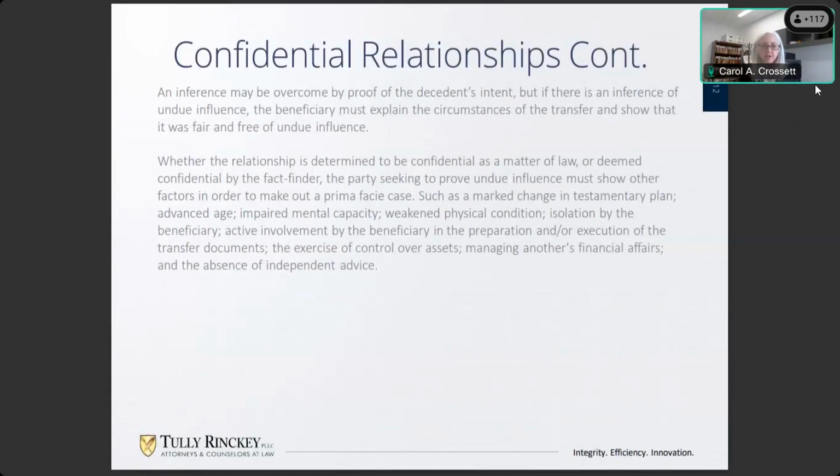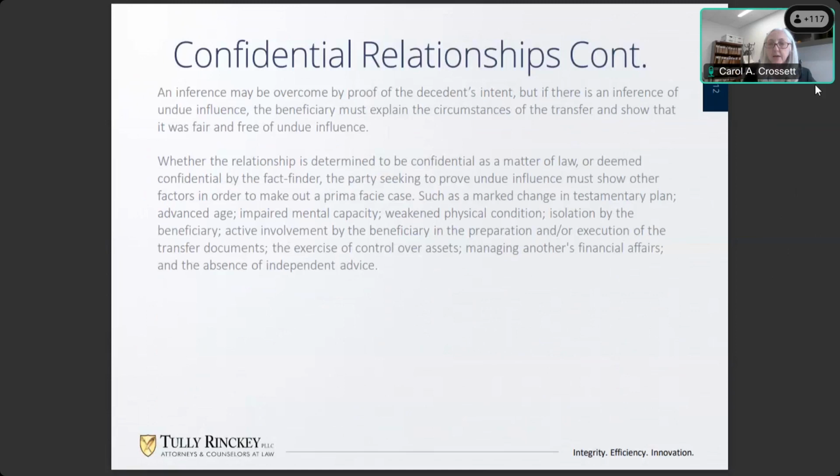But one of those factors, or a couple of those factors that could exist, are a marked change in the testamentary plan, especially if there were estate planning documents that suddenly veered off and were completely contrary to the estate planning that was conducted before. Advanced age, impaired mental capacity, and lack of mental capacity come up, as does weakened physical condition, because that goes to the dependence, the isolation of the beneficiary, and the beneficiary actively trying to exercise that isolation.